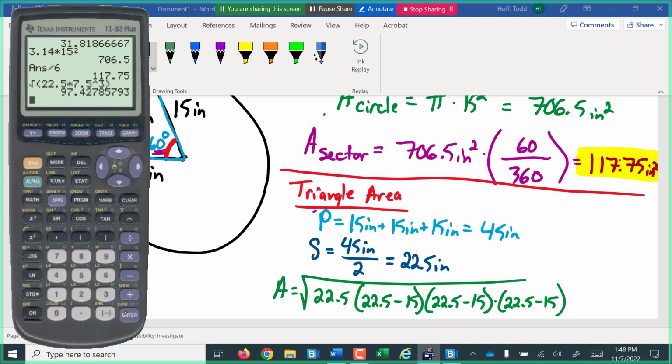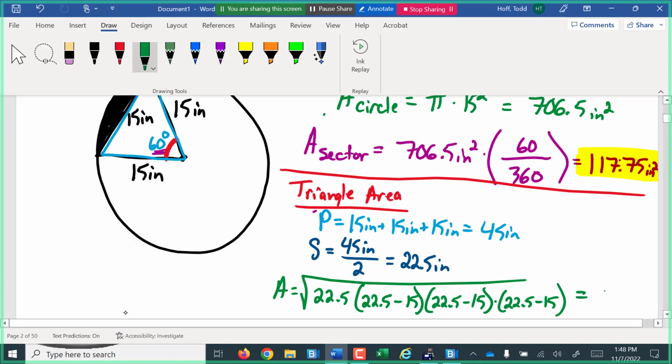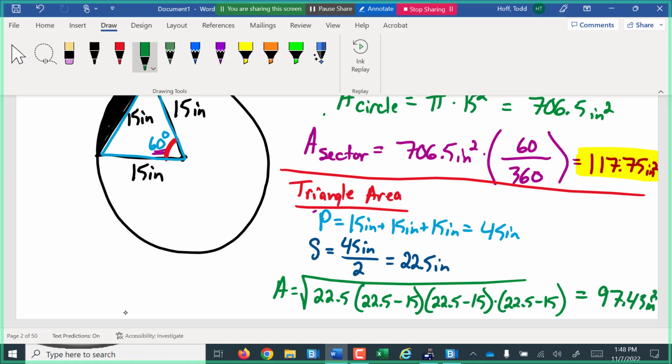I get 97.43 square inches is the area of the triangle.